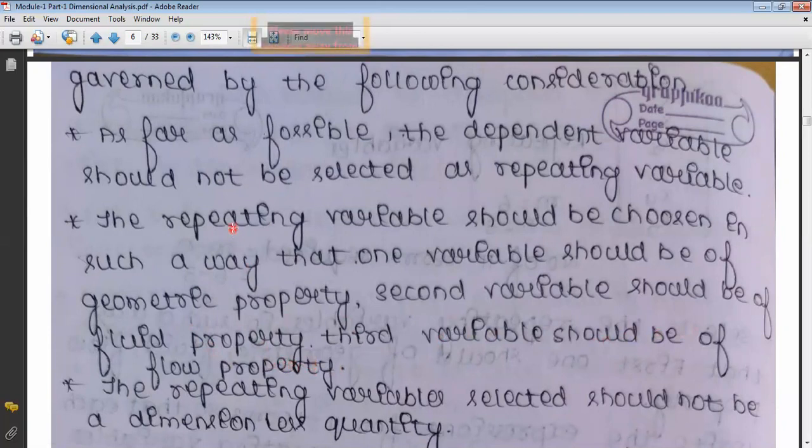Okay, the repeating variables you have to select in such a way. So how to select the repeating variable? There are three repeating variables you can select. The one variable should be of geometric property of a particular thing. The second variable should be of fluid property. Third variable should be of flow property.